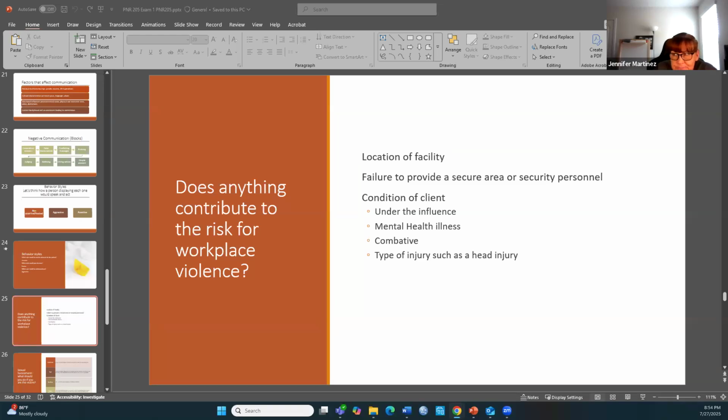The client: are they under the influence of drugs or alcohol? Do they have a mental health illness? Are they already combative? Have they had a head injury? Head injuries have the potential to cause personality changes, where a very calm person in normal everyday life who suffers a head injury can now become combative and aggressive. So these are some of the things that increase the risk for violence in the workplace.